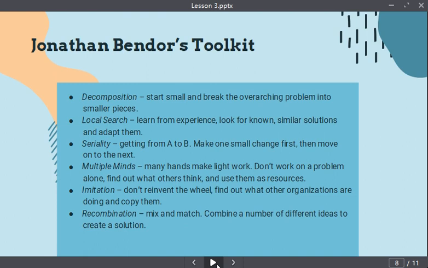And then multiple minds. Many hands make light work. Don't work on a problem alone. Find out what others think and use them as resources. So this is actually like pagtutulungan. Kasi nga, sabi nga nung sa island, two heads are better than one. But hindi sinabi dito na kokopya ka or you will copy the solution that your colleague has. So you are going to use what they are thinking as your resources to solve a certain problem. Next, imitation. Don't reinvent the wheel. Find out what other organizations are doing and copy them.